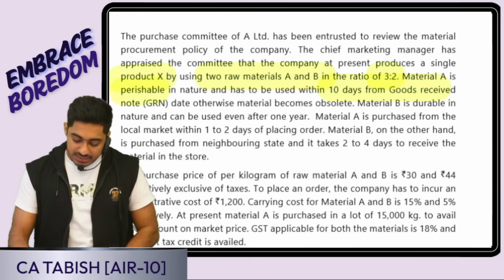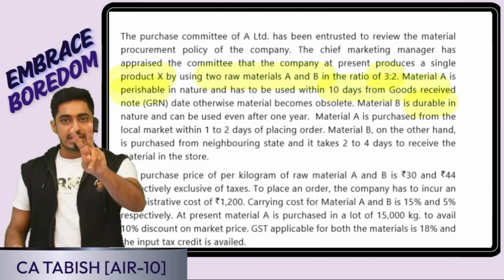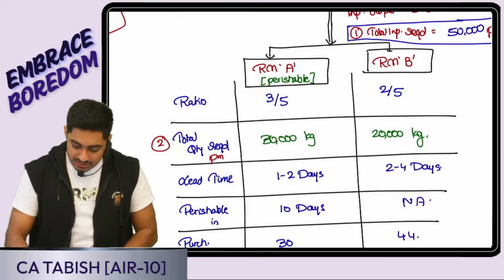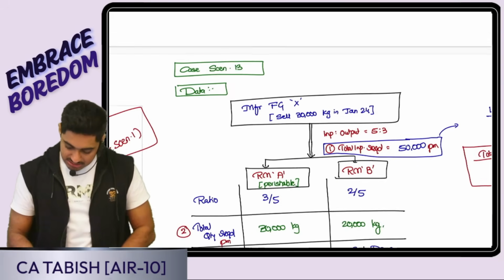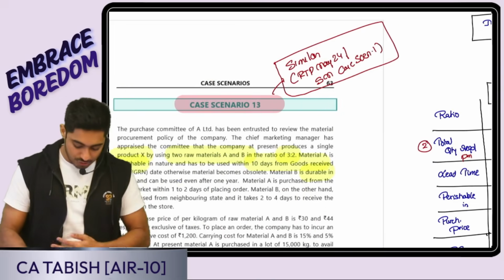Material B is durable in nature and can be used even after 1 year. Great. Two materials A and B. A is perishable, B is non-perishable. Okay, I've written: A is perishable, B is non-perishable. In which ratio am I using? 3:2, yes or no? Yes, 3:2. That is 3 by 5, 2 by 5. Great.